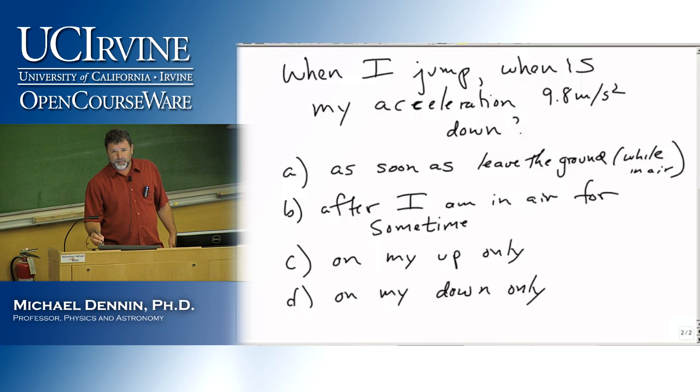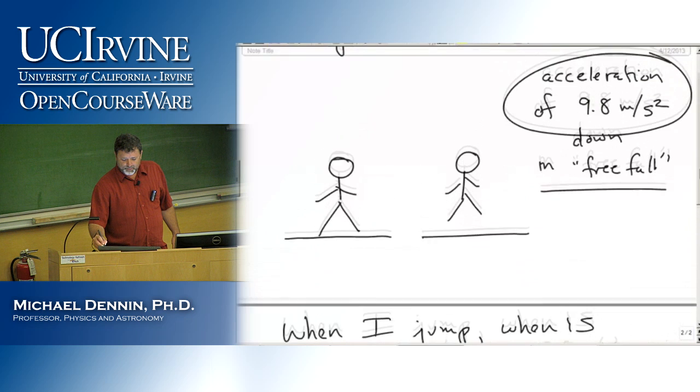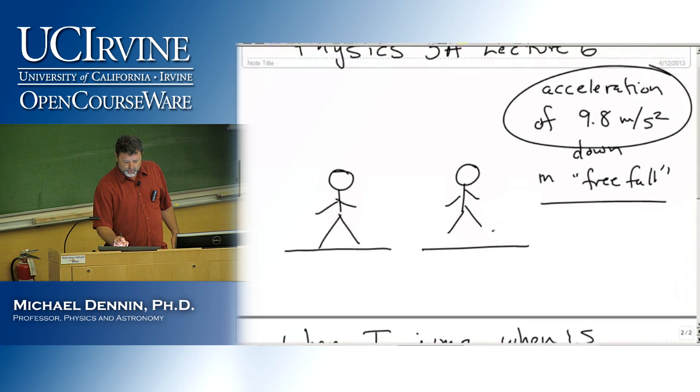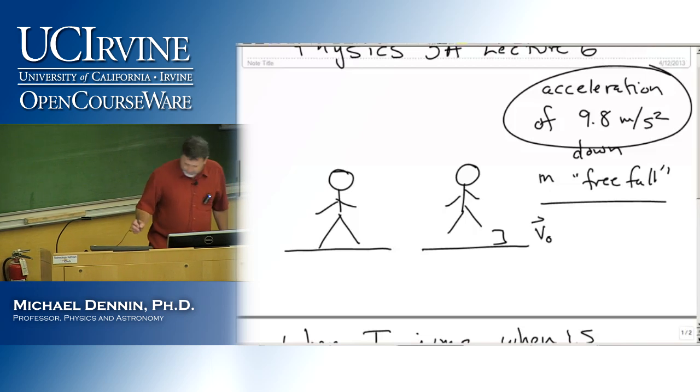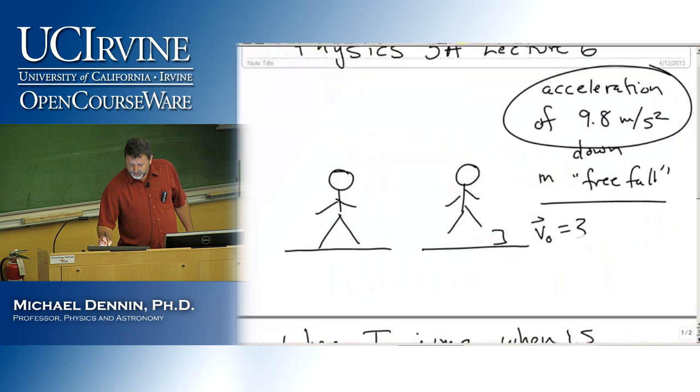Any questions on that part? Yeah. What about the acceleration from your legs? Excellent. So the acceleration from your legs pushing you up is all built into my V naught, right? The speed, it says in the problem, 3.5 meters per second, right?